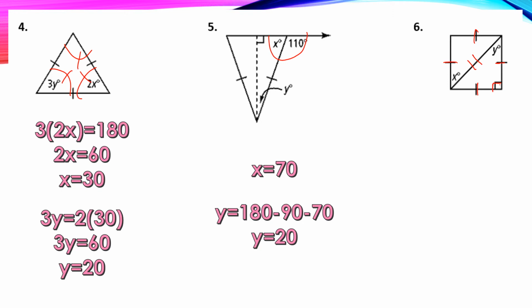Okay, so if this is 90, these guys also have to be 90 in order for all of those sides to be congruent to each other. So y, technically, we would have to do 180 minus 90, which equals 90. And 90 divided by 2 is 45. So that means that y and x are both 45 because all of those angles, the corners, equal 90 degrees.